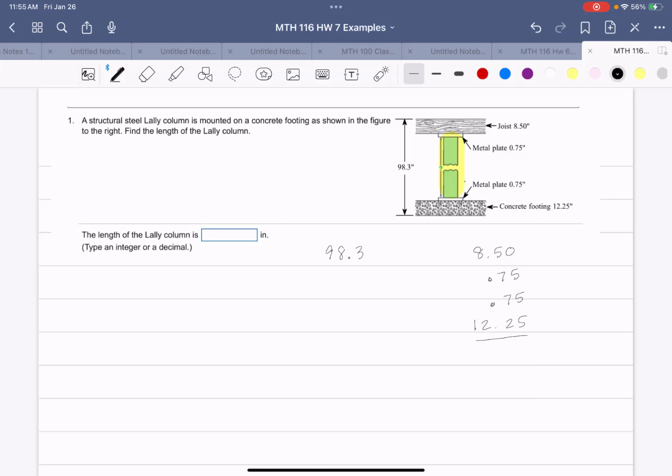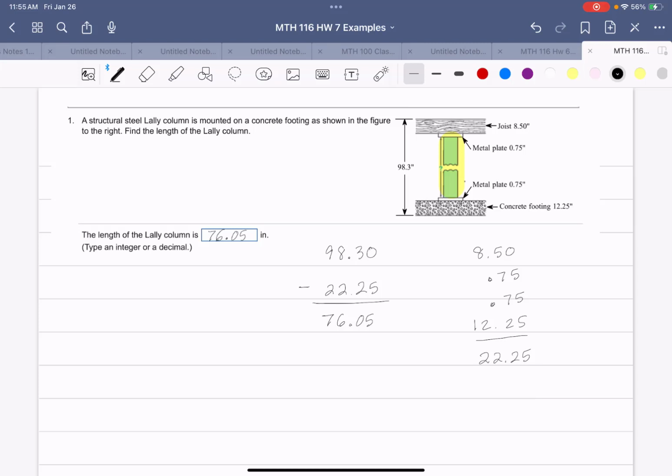So 8.5 plus 0.75 plus 0.75 plus 12.25 is 22.25. I'm going to subtract that away from the total. So 98.30 minus 22.25 leaves us 76.05 for the lally column.